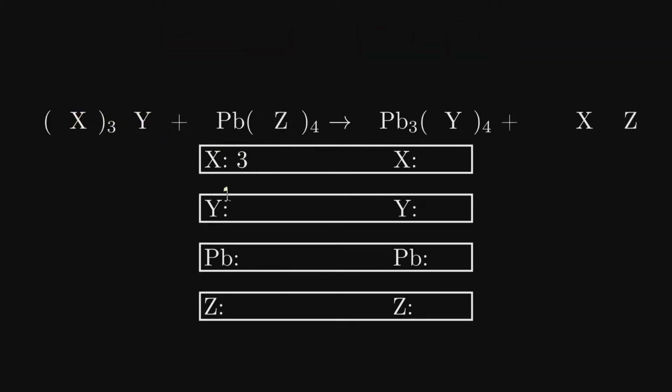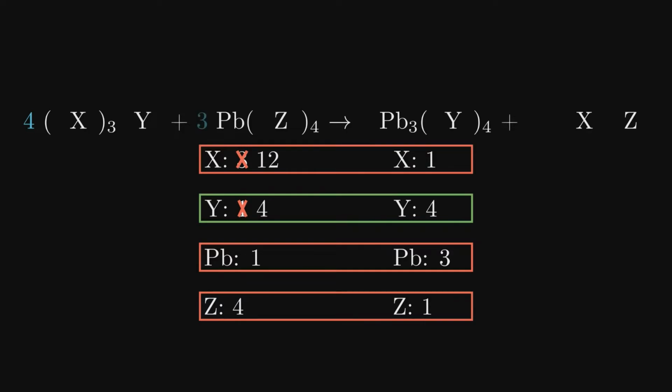3 X's, 1 Y, 1 lead, and 4 Z's on the left. 3 leads, 4 Y's, 1 X, and 1 Z on the right. So on the left I need to quadruple Y, which also gives me 12 X's, and I need to triple lead, which gives me 12 Z's. All that's left is to get XZ on the right equal to the left, and it just takes a 12.